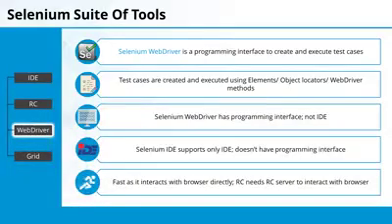Let's get back to the slideshow now. It is saying test cases are created and executed using elements. So now you know what elements are. Object locators: without locators, you can't find these elements. WebDriver methods: whatever action you will perform, these are those methods. WebDriver methods will let you perform action on the elements that you will find using one of the object locator techniques. This is what this line means.